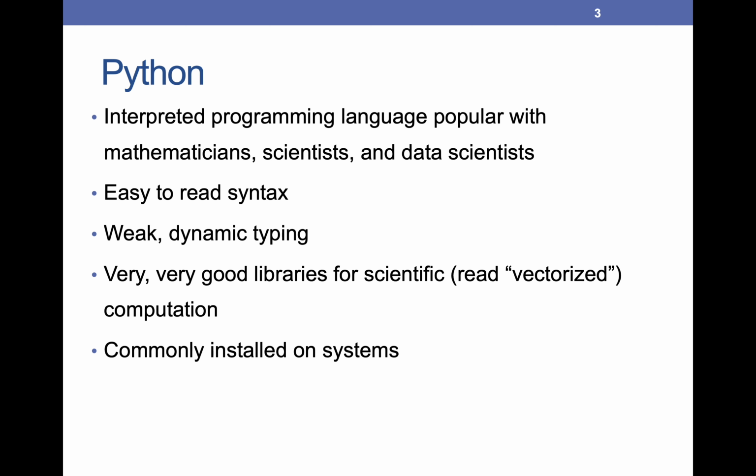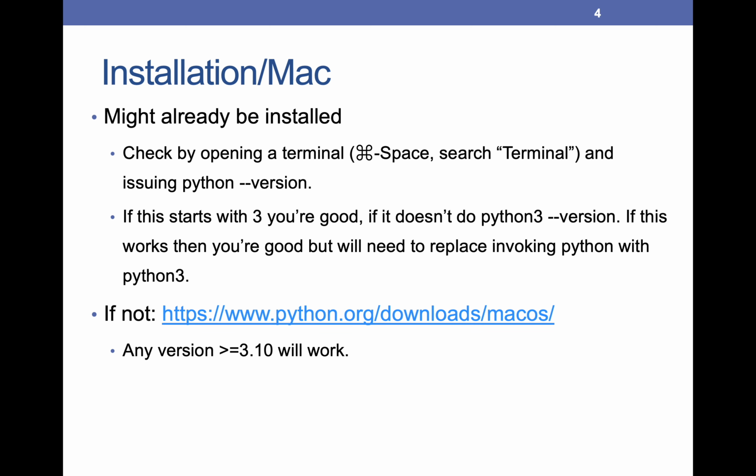The really big reason people use Python, though, is because it has very, very good libraries for scientific computation. And scientific computation here means vectorized computation. So it means computation where you're going to do the same thing repeatedly to a big data structure of very, very similar things. We'll see what that means a bit more when we get into NumPy and Torch, but what it means for now is that we get a lot of computation for free that normally we would have to use some very frustrating interfaces for. It's also commonly installed on systems, so you might already have it installed.